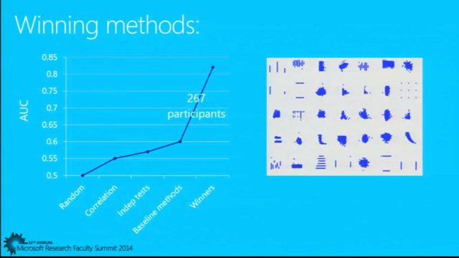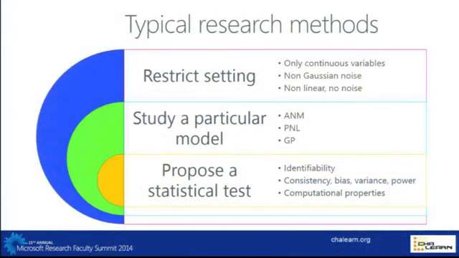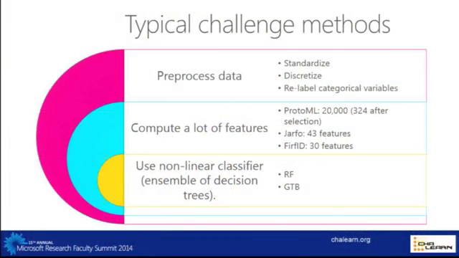So this is where we were standing when we started this challenge. And after a few months of work of the participants, we were there. How did this happen? So typical research methods worked as follows. People restricted the domain of all possible cases to a subset of cases. For example, they considered only continuous variables, only non-Gaussian noise, only nonlinear cases with no noise, various cases like that. And then they studied a particular model, for example, the additive noise model, the post-nonlinear model, Gaussian processes. And finally, they came up with a test, and then they studied the identifiability, the consistency, et cetera, et cetera. But each paper that was published focused on just one restrictive aspect and one particular model, and came up with one test.